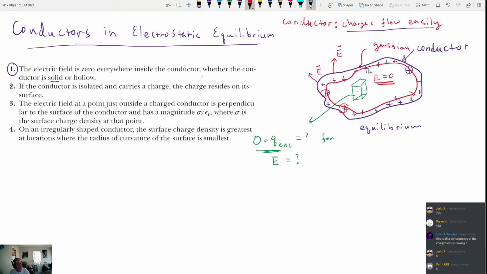Well, I know the electric field has to be 0 everywhere on this Gaussian surface because that's what number 1 tells me. We're inside the conductor, right? So when the electric field is 0, then the charge enclosed by the Gaussian surface has to be 0 as well. These go hand in hand with each other. And so that kind of proves number 2: that if the conductor is isolated and carries a charge, the charge resides on its surface.